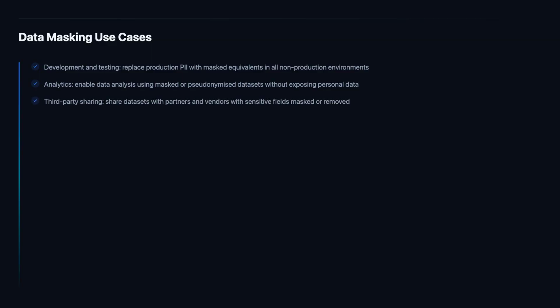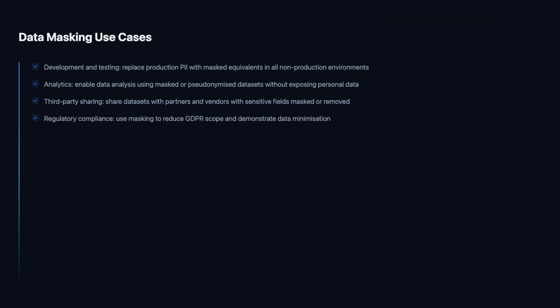Sharing datasets with third parties, technology partners, research organizations, auditors, or outsourced service providers creates data protection obligations that organizations often struggle to manage effectively. Data masking provides a practical mechanism for sharing the information that partners legitimately need while withholding the sensitive fields they do not need. Before sharing any dataset externally, organizations should apply masking to remove or replace personal and confidential fields, document the masking approach, and confirm that the residual dataset does not permit re-identification through combination with other available data.